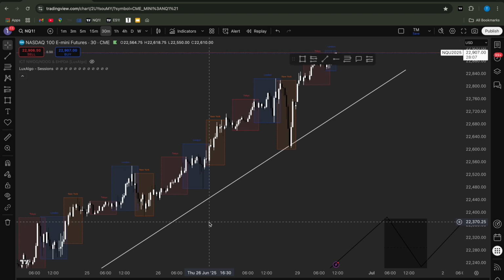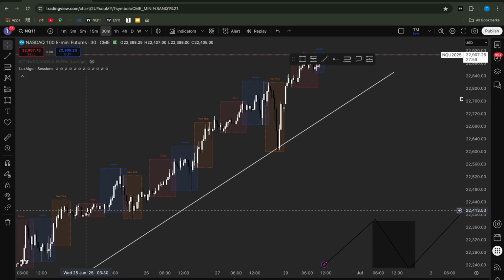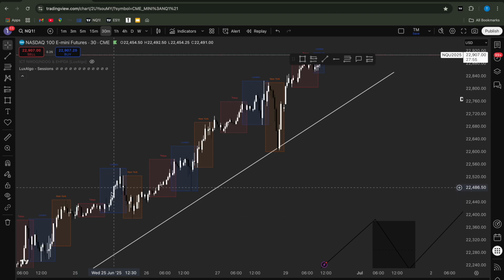You stick to the higher time frame. Don't trade when price is consolidating, moving side to side like this, because that's bad price action and you're going to get stopped out. You want to wait for it to break out of the range and not move like this.